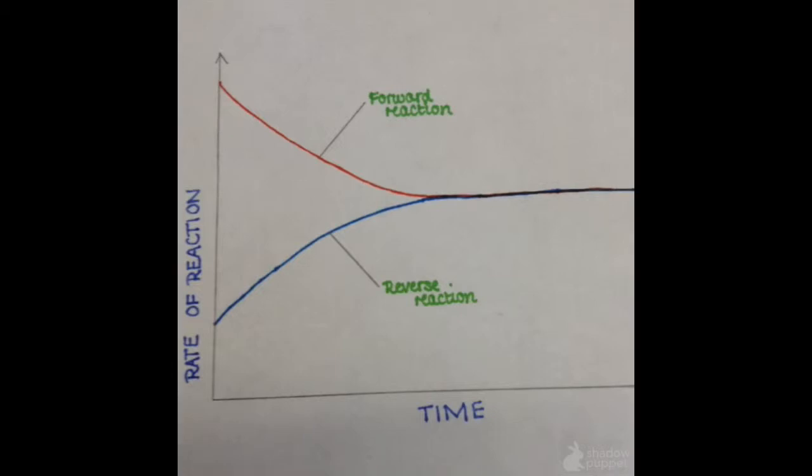As the reaction starts to happen, the rate of the forward reaction is decreasing, and the rate of the reverse reaction increases. Eventually, both forward and reverse reactions are going at the same rate, but in opposite directions. When this happens, the reactants are making products at the same rate as the products are making reactants. Overall, there is no change in the amount of products and reactants, and we say that the reaction has reached equilibrium.